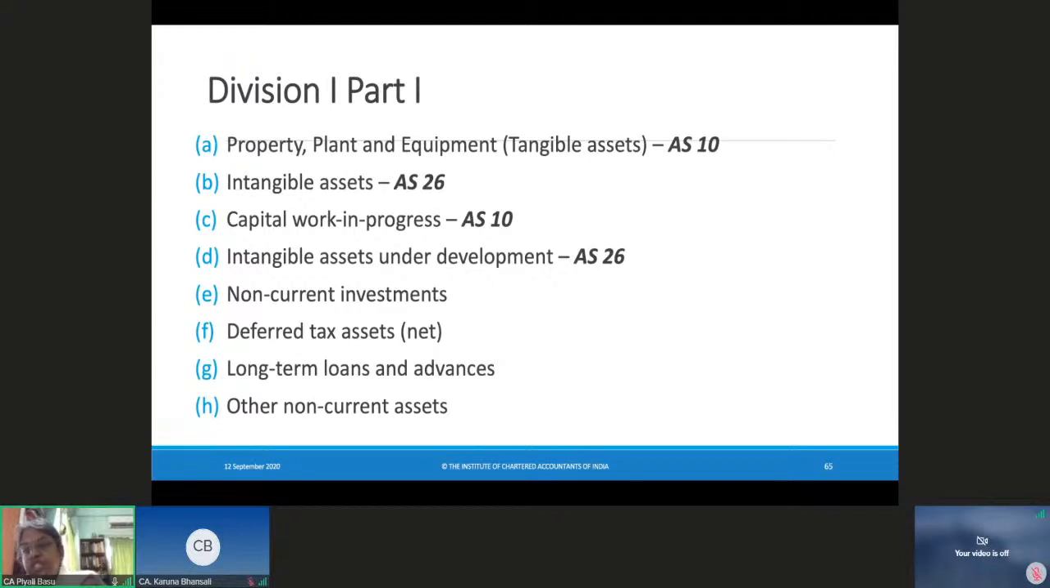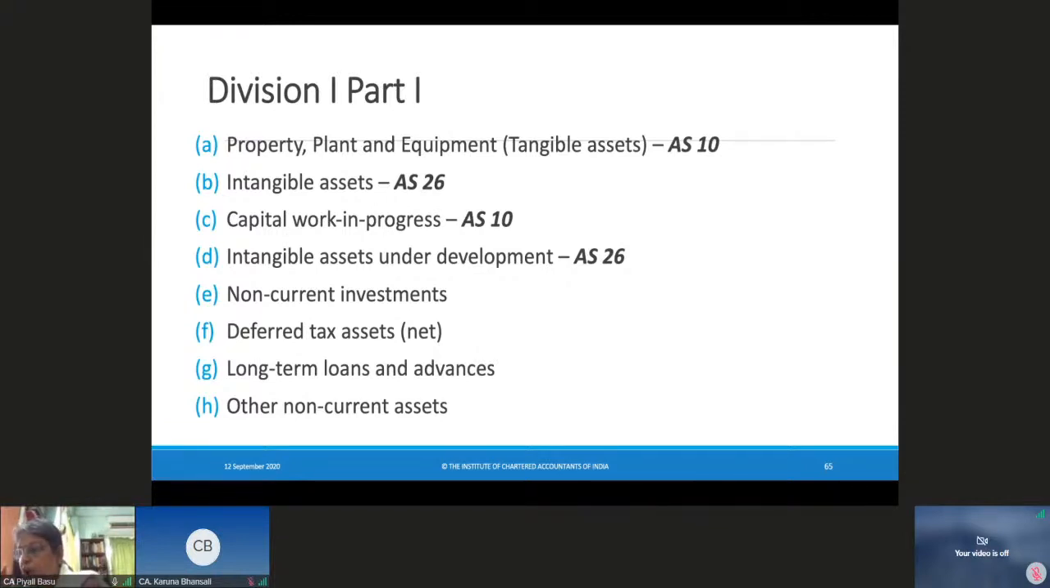And trade receivables, again, as we have seen in case of non-current, similarly it can be current and split into secured, unsecured considered good, and doubtful. Cash and cash equivalents, I have explained.